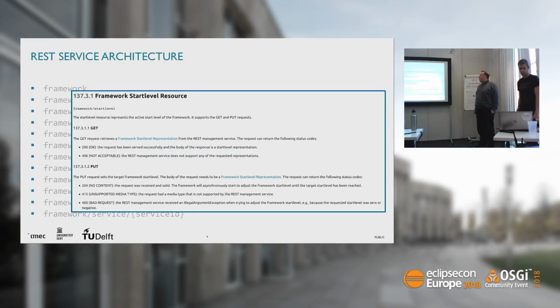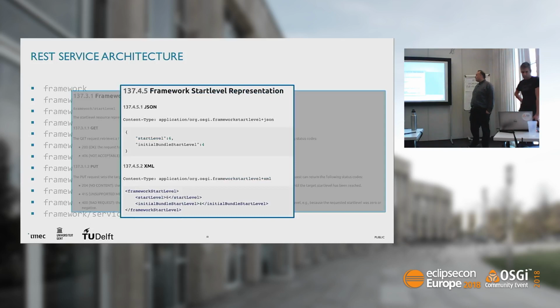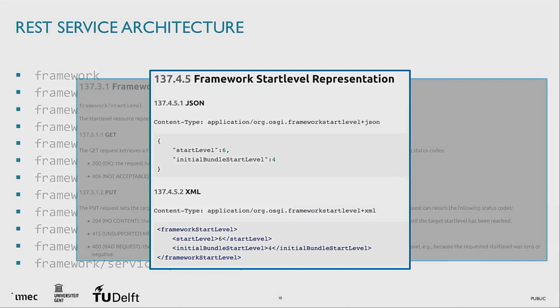So if you, for instance, do a GET on the framework start level resource, you will get a framework start level representation back. And we have also standardized how this is supposed to look for two popular ways of expressing representations, and that is JSON and XML, if you happen to be on that side of the spectrum. And you can see you will get back such an object here, which has the current start level set to 6 and the initial bundle start level set to 4.